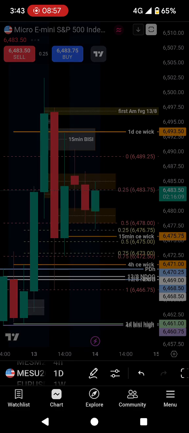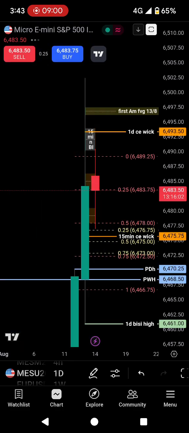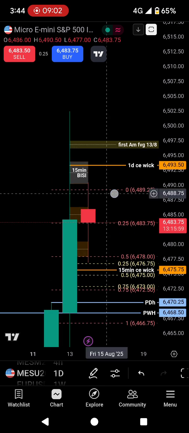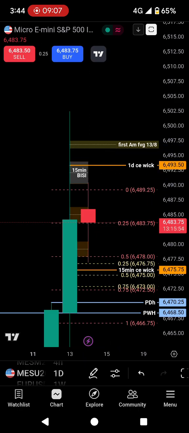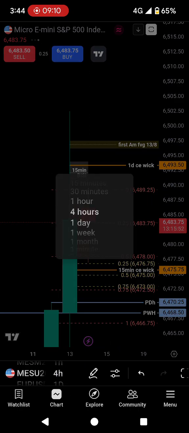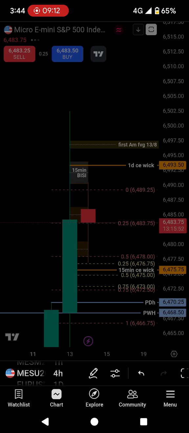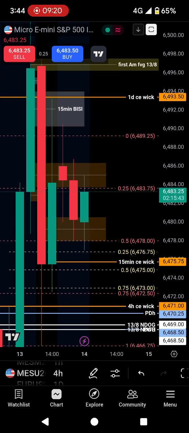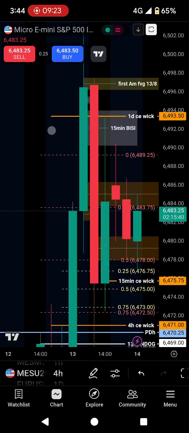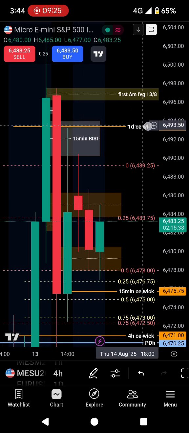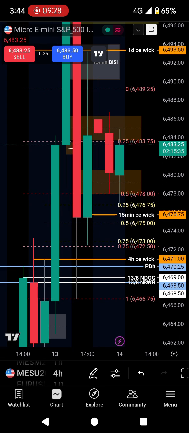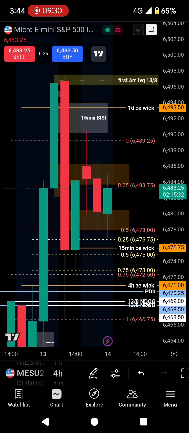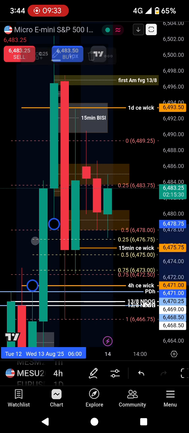Is this the daily CE wick during Wednesday? You can see on the daily chart we haven't reached it. So don't be deceived by all this, because on the daily chart there is a CE wick and it's right here. That will be the draw, because the 4 hour chart is still looking bullish to me right now.